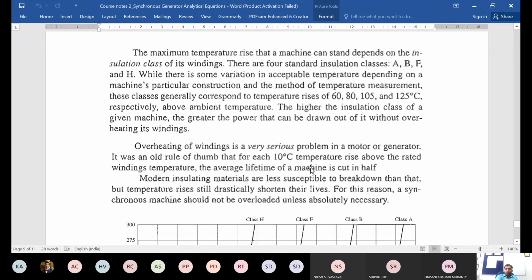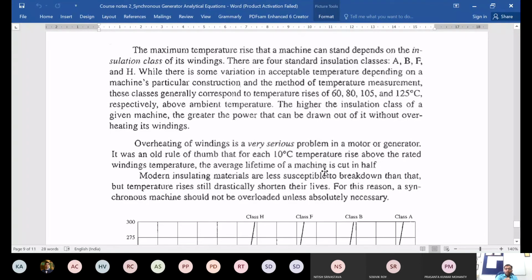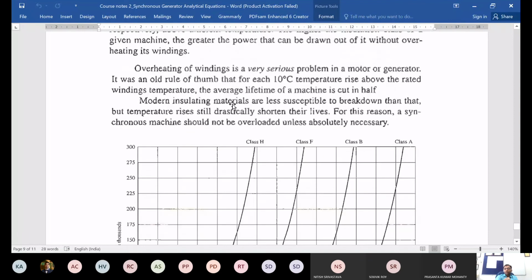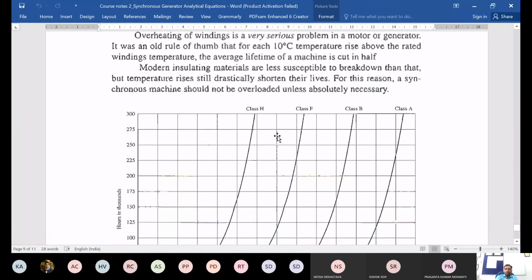So it's a thumb rule which says that for every 10 degrees Celsius temperature rise above the rated winding temperature, the average lifetime of a machine is cut in half. So that's why here it says that modern insulating materials are less susceptible to breakdown, but temperature rises still drastically shorten their lives. And for this reason, a synchronous machine should not be overloaded unless absolutely necessary. That is, only under emergency conditions should overloading be applied.